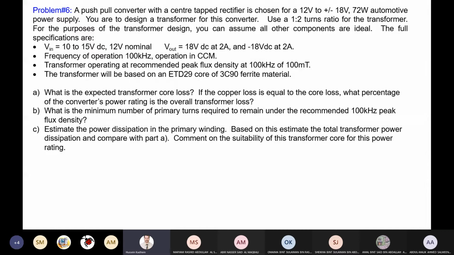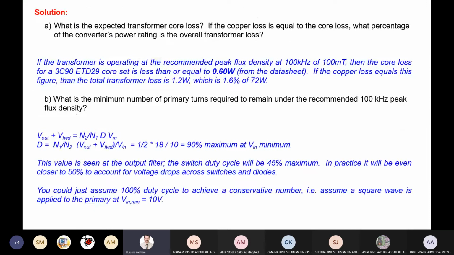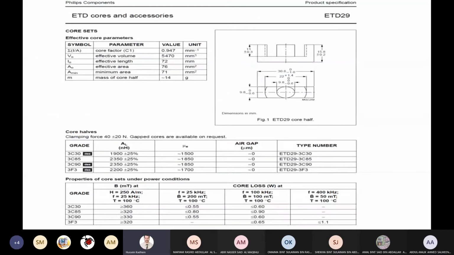The transformer will be based on an ETD29 core of 3C90 ferrite material. So he told me the type of the transformer. I need to take these codes and Google them. Then you find the data sheet, and from the data sheet you are going to use some information. Before I continue with reading the question and solving it, let me show you part of the table of the data sheet I brought.